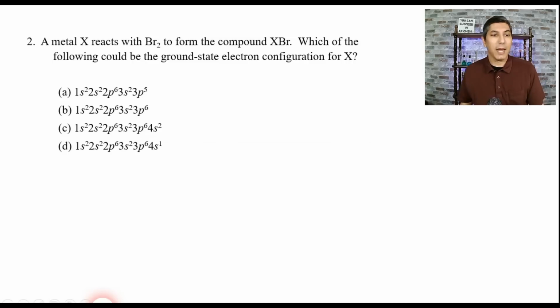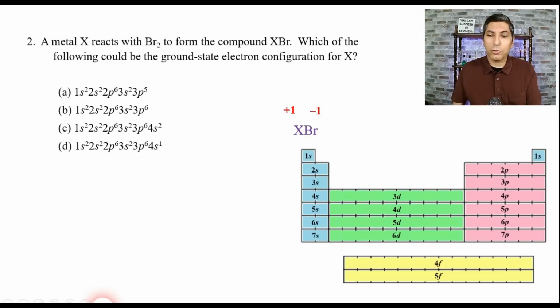Question 2 says a metal X reacts with bromine to form the compound XBr. Which of the following could be the ground state electron configuration for X? Well, if we think about that compound that has the formula XBr, we know by looking at the periodic table that the bromide ion has a -1 charge. And so if bromide is -1, then the X cation would have to be +1 in order for that ionic compound to be neutral.